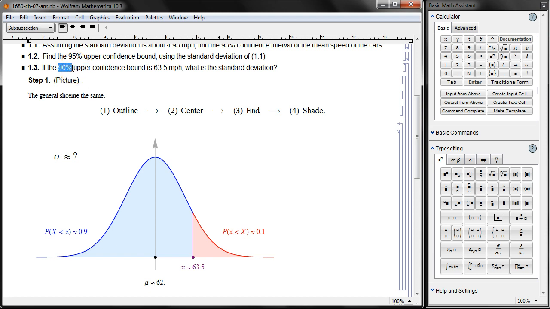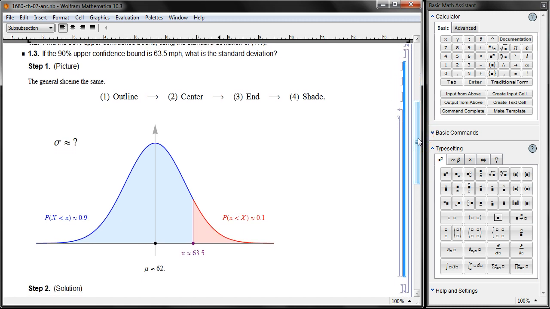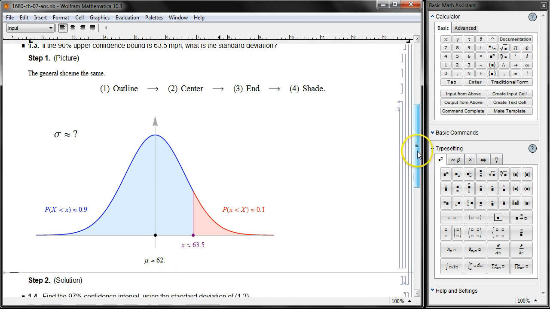And the problem said 90% upper confidence bound, so this shaded part is 90%. Because this is upper bound, the probability of the real mean falling below this upper bound, this blue region, is 90%. So with this, let's find out the standard deviation. And based upon that standard deviation, we may have to do something in 1.4. Now, how do we do that? Well, here's the picture. Picture says a lot. And then let's solve this problem.